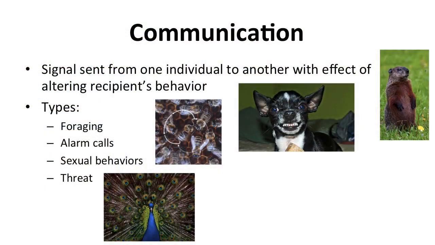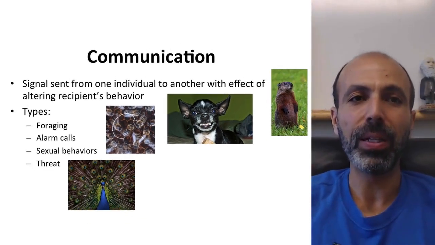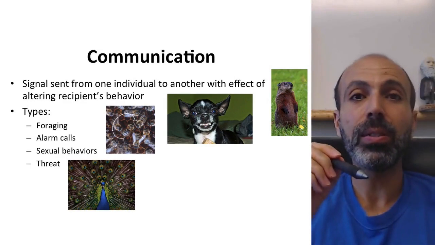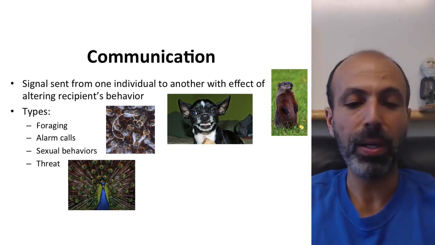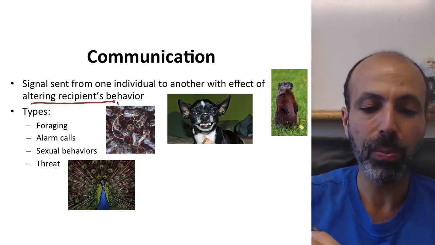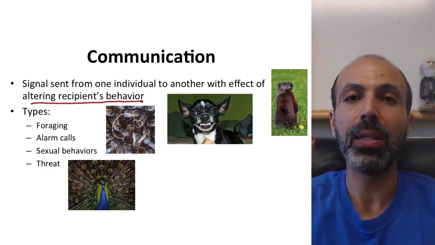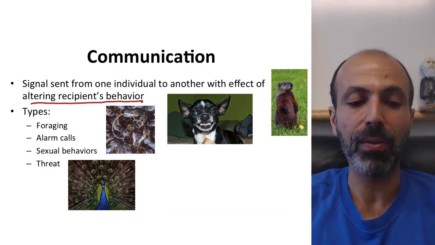Now, what is communication? Well, we have an intrinsic idea of what communication is, but let's break it up a little bit. Communication is ultimately coming from a signal sent from one individual to another with the effect of altering a recipient's behavior in some way. That's when you know a communication has actually happened, that you actually alter the recipient's behavior.